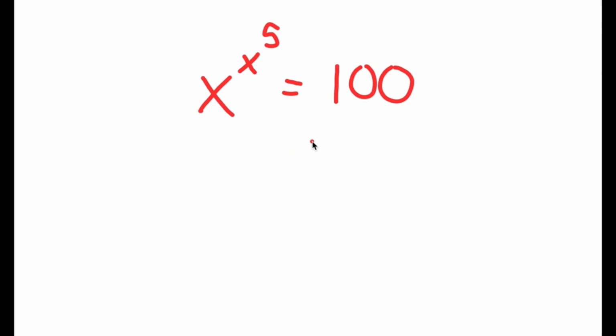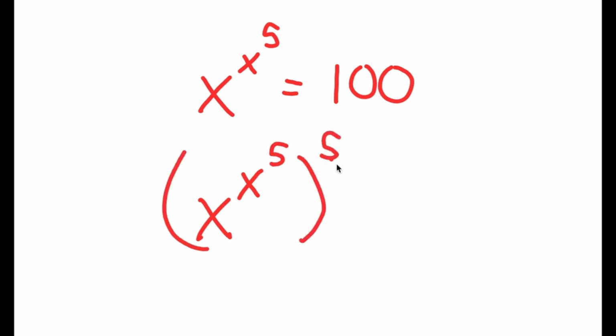Alright, so in this problem, I have x to the power of x to the power of 5 is equal to 100. So, to solve this, I'm going to first start by taking the power of 5 on both sides. So I get (x^(x^5))^5 is equal to 100^5.